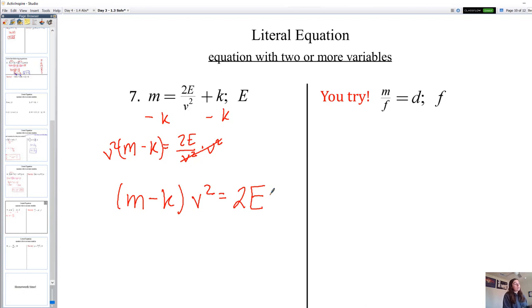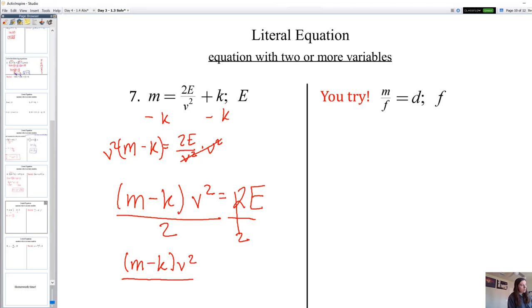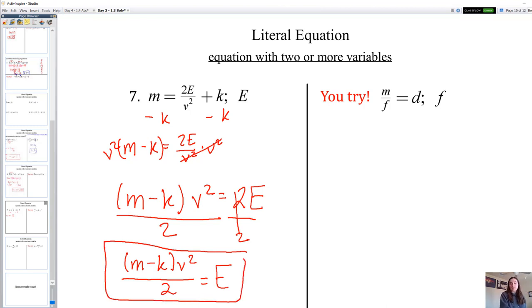Finally, to get rid of the 2, that way we have e by itself, we can divide by that 2. And then that'll be gone. On the left side, we'll divide by that 2. So then our final answer here is m minus k, that quantity, times v squared, all over 2 is equal to e. And there's our final answer. Here's another example.